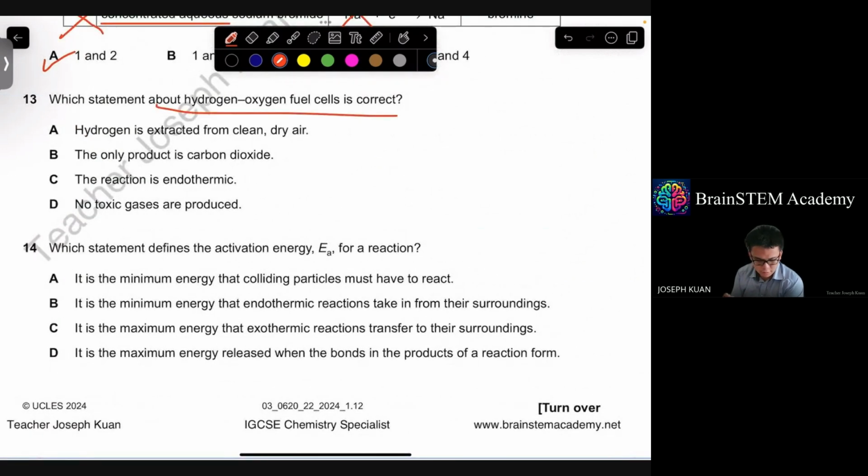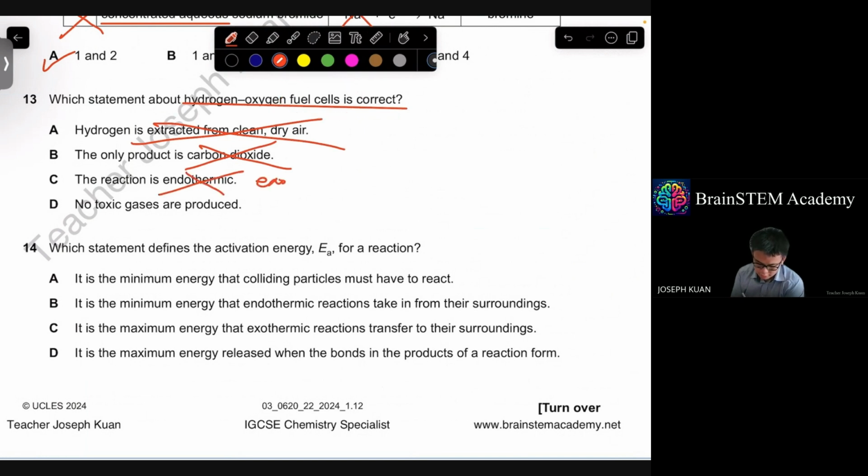Good. Next, which statement about hydrogen oxygen fuel cells is correct? So hydrogen is not extracted from dry air. It doesn't produce carbon dioxide. This fuel cell reaction should be exothermic as it's a fuel cell. So the answer is D. No toxic gases are produced.